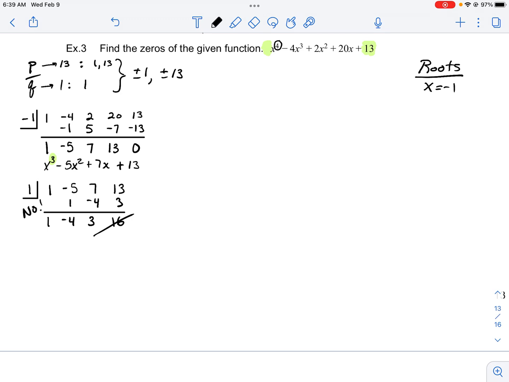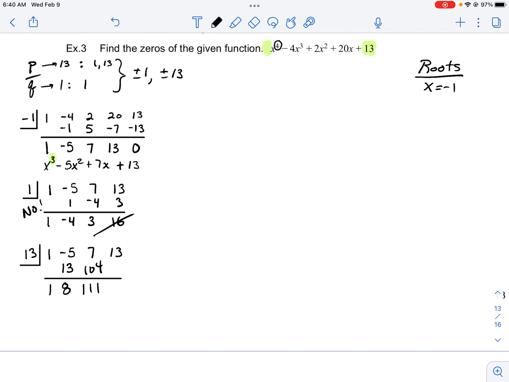So 1 doesn't work. Let's try another option. Let's try positive 13. Again, we'll use the 1x to the third, negative 5x squared, 7x, and the constant 13. Got a couple of 13s in there. Let's see how this turns out. I hope you have your calculators. If not, we should maybe pause this and get them. So that's going to leave us with 8. 13 times 8 is 104. This seems to be running away from where we want to go.